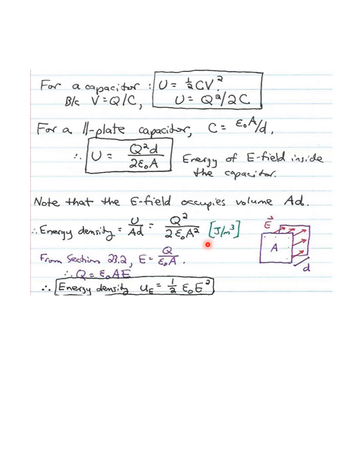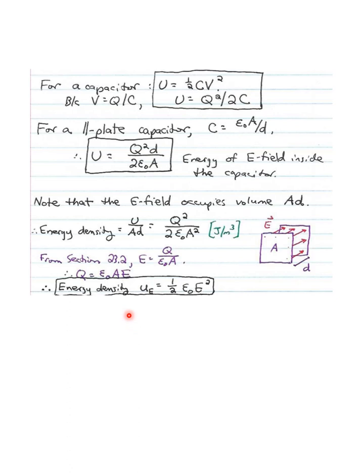Now, back in section 23.2, we learned that the electric field E is Q over epsilon naught A. I said energy, I misspoke. So then let's solve that for Q, the charge, equals epsilon naught times the area times the electric field. And what this all boils down to is the energy density.